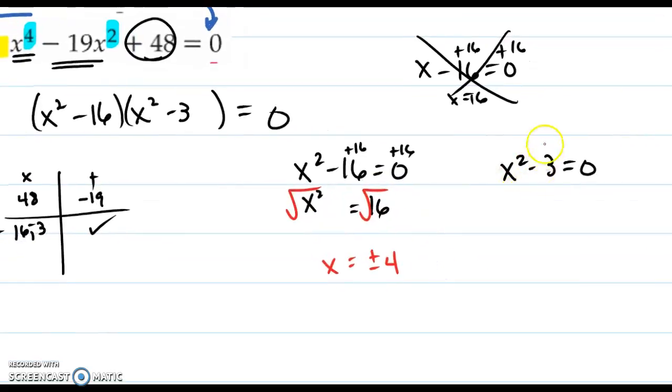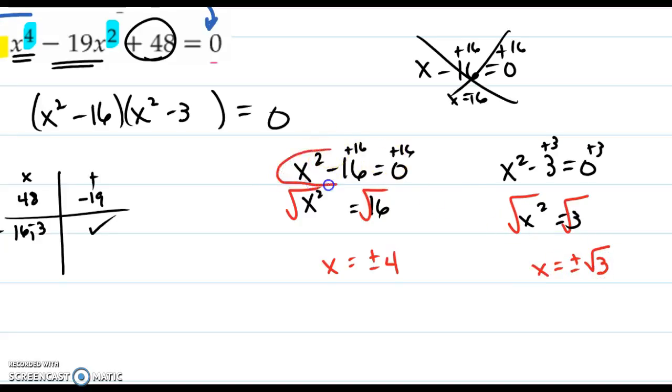So I'm going to do the same thing over here. I'm going to add 3 to both sides, and I get x squared equals 3. Take the square root of both sides, and I get x equals plus or minus square root of 3.